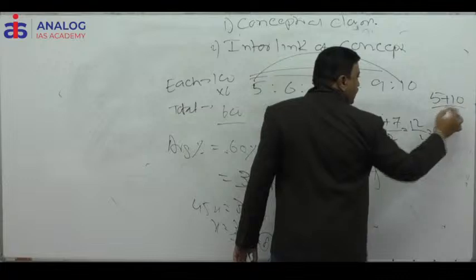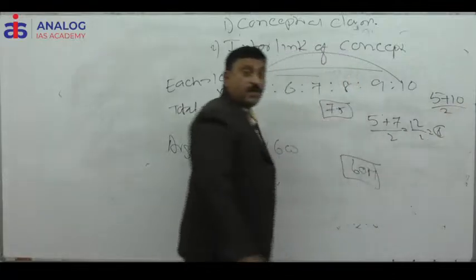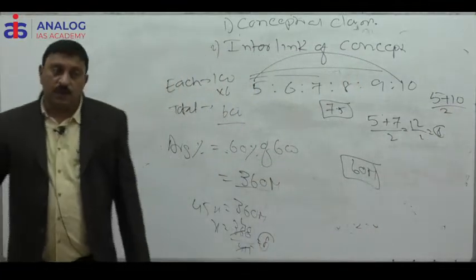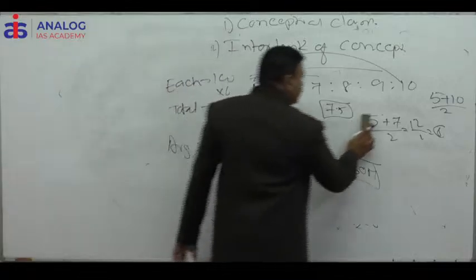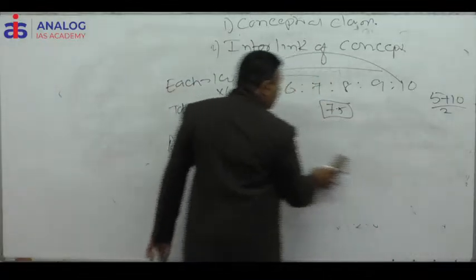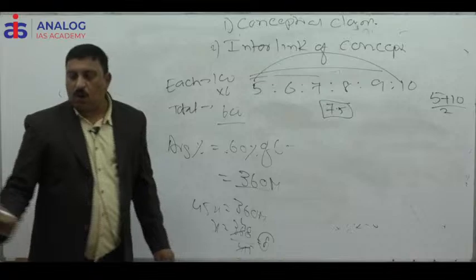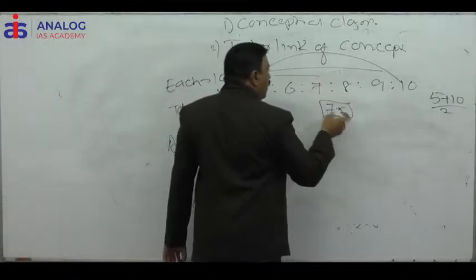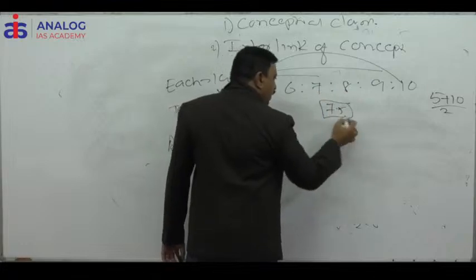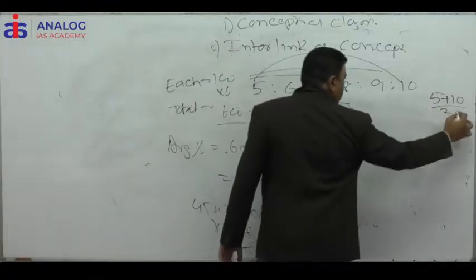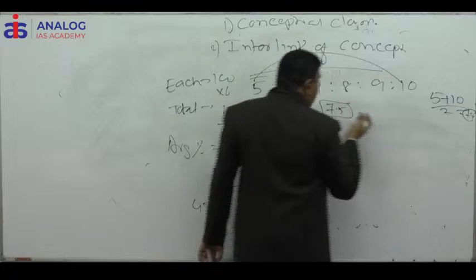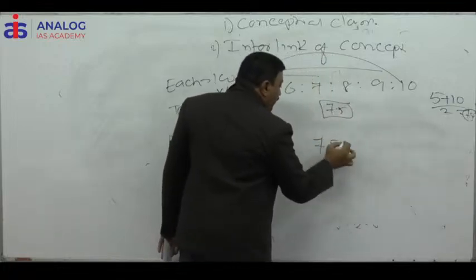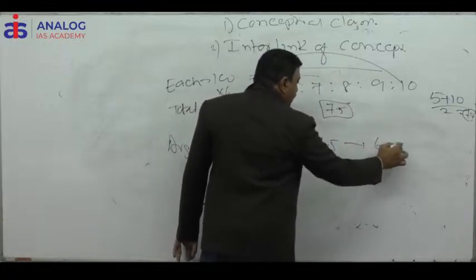5 plus 10 by 2, that is 15 by 2, which is also 7.5. This is the concept behind the average. When there is a common difference, the first and last divided by 2, or the middle 2 terms divided by 2, gives the average. So your answer is 7.5. The 7.5 average reflects your 60% marks.